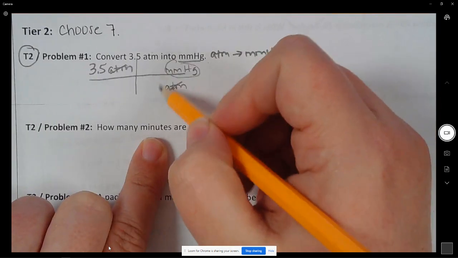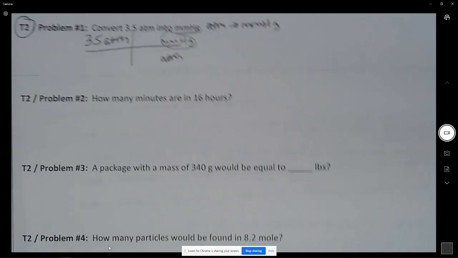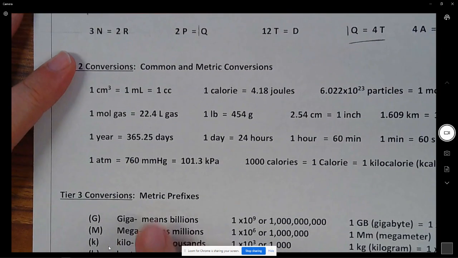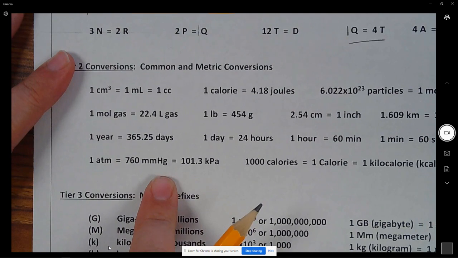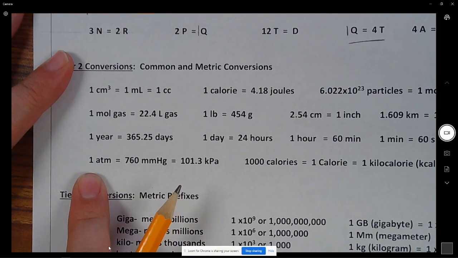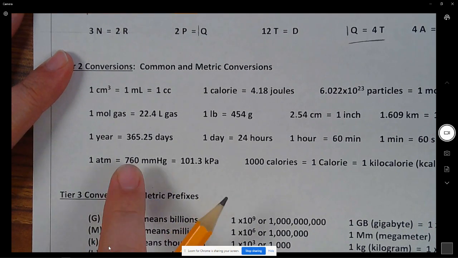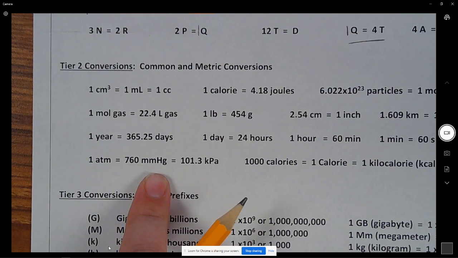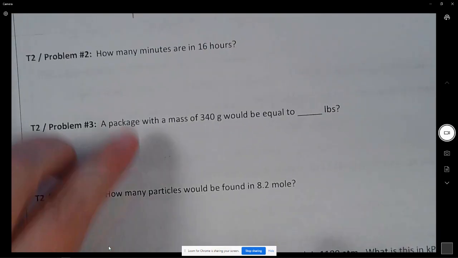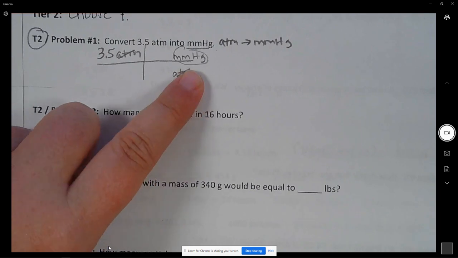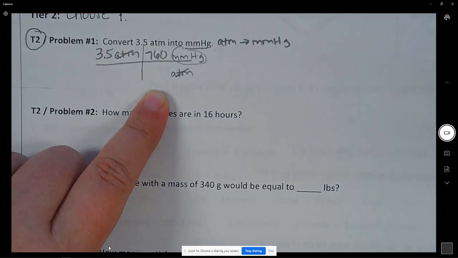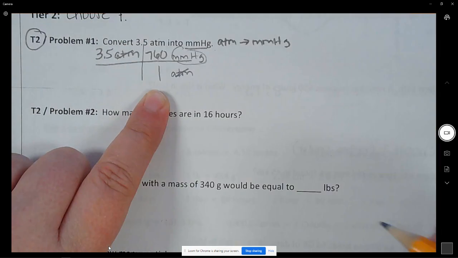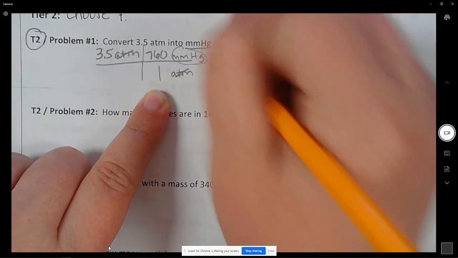Now I just have to fill in my conversion factor. So I go back to my conversion factors. The one that has ATM and millimeters of mercury is right here. So 1 ATM equals 760, so 1 ATM is 760 millimeters of mercury. My millimeters of mercury is up top, so that's 760. My 1 ATM is on the bottom. So now I can do the math.